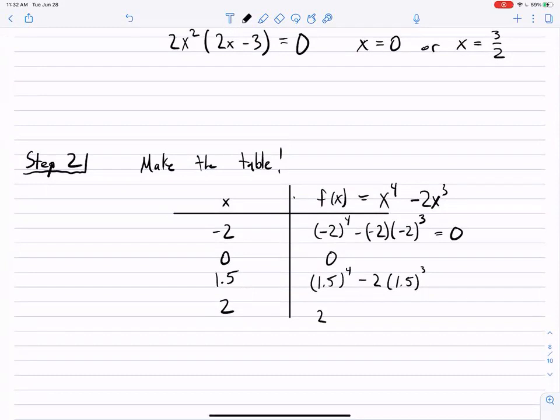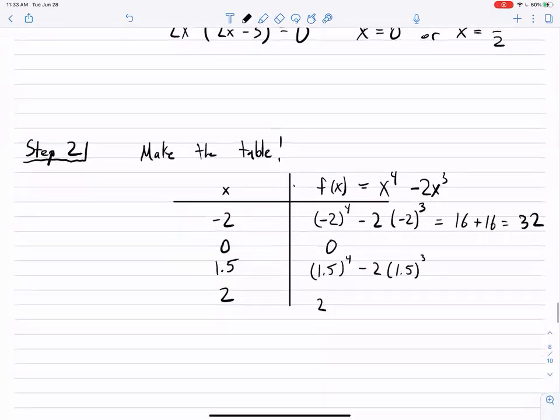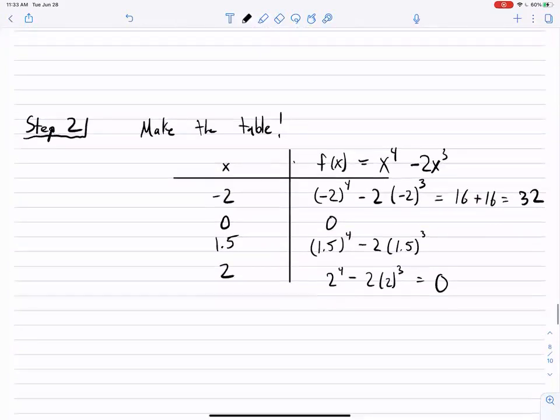Oh, you know what? Actually, this one should have been actually not 0. I messed up here because this is -2 to the third minus 2. And so this is actually going to be plus. It will be 16 plus 16. So this is 32. And then if you plug in 2, this one's actually going to give you 0 because it will be 2 to the fourth minus 2 times 2 to the third, which is 0. That's the one that's also 0.